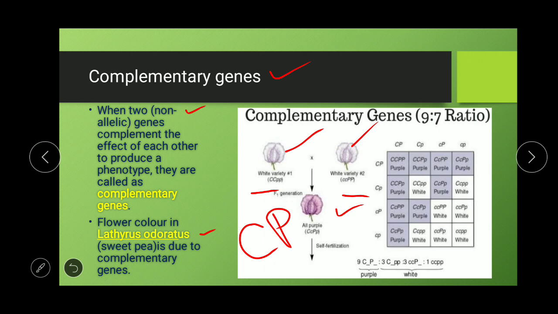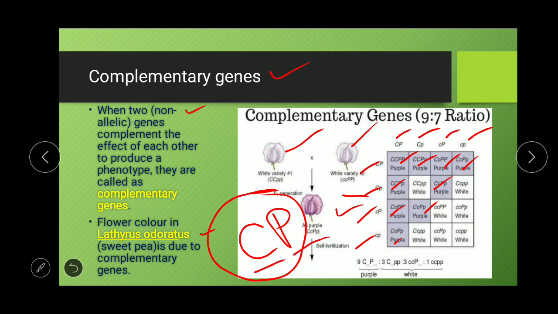When you self the F1 hybrid by self fertilization, you get 4 types of gametes. Again you draw the checkerboard, the Punnett square, which was developed by Reginald C. Punnett. Here only the combination of capital C and capital P will be purple. There are 9 purples, and if only capital C is present or only capital P is present, then they will be white. So the ratio is 9:7.